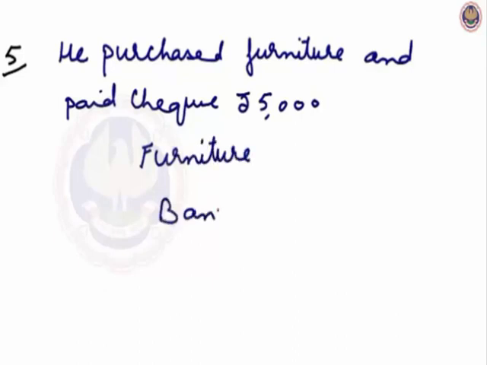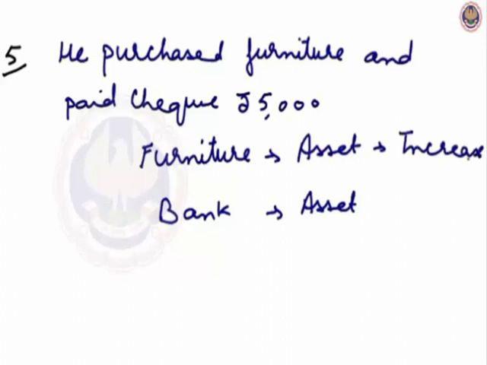and bank account. Furniture is a fixed asset. Whenever asset increases, it is always debited. So furniture is an asset, bank is also an asset. Furniture is increasing, and when we will pay by check, the bank balance will decrease. So increase in asset is debited.